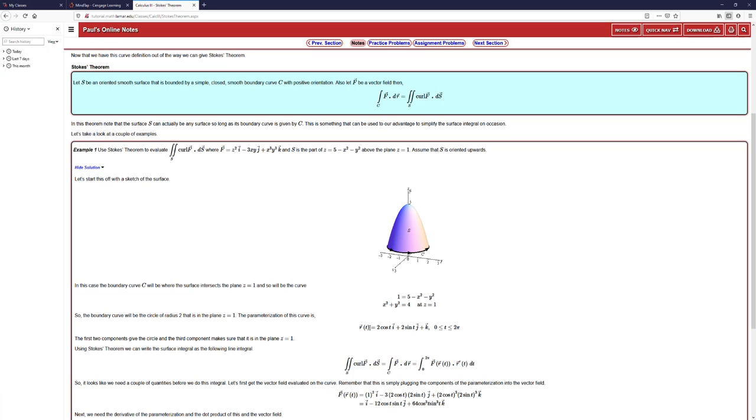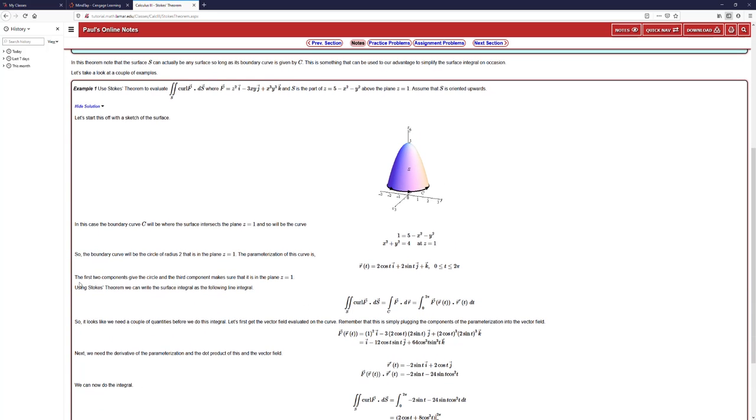where t is between 0 and 2 pi. The first two components give a circle, and the third component makes sure that it is in the plane z equals 1. So we have that right there, and this is just a circle.